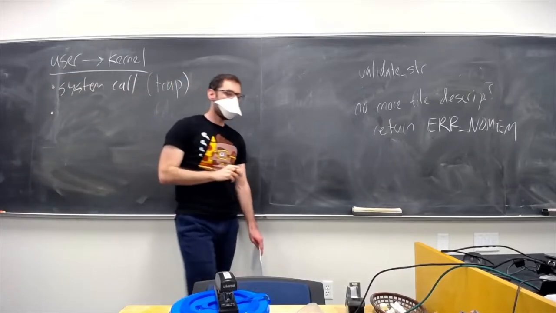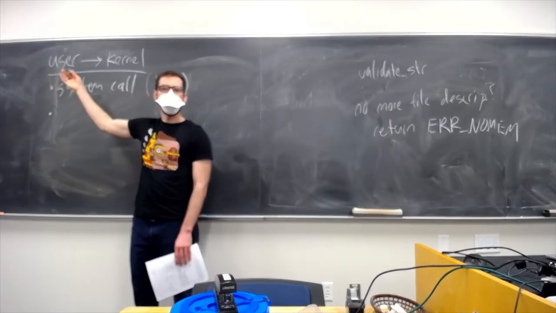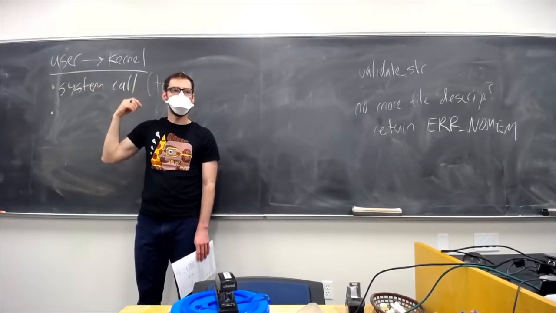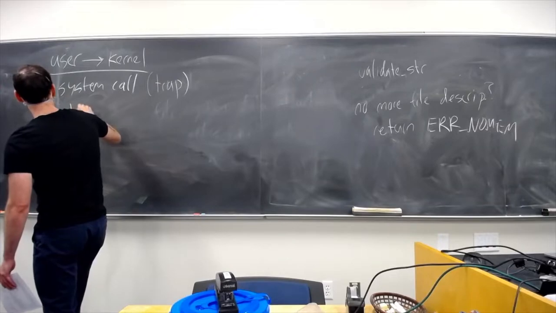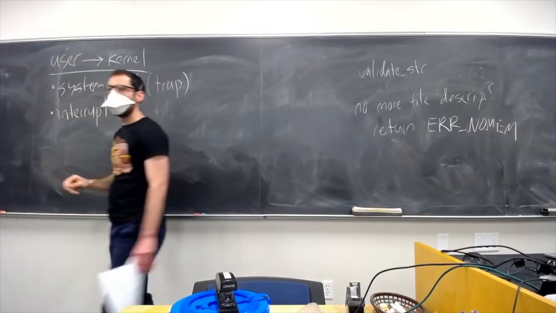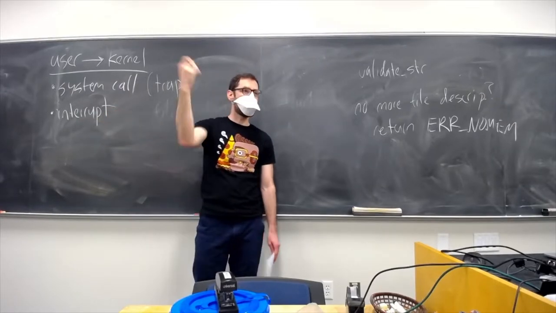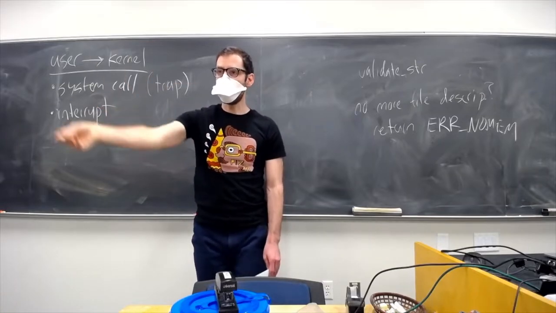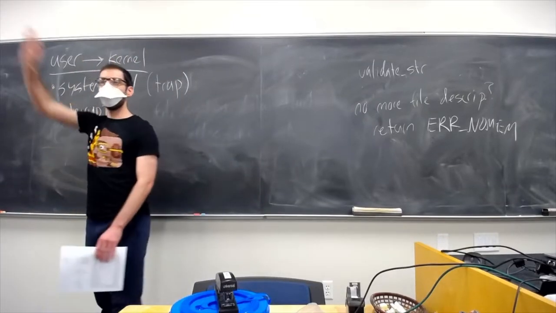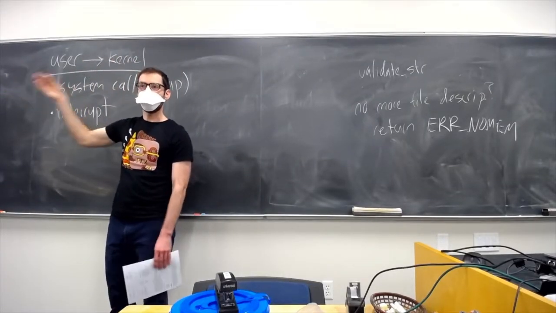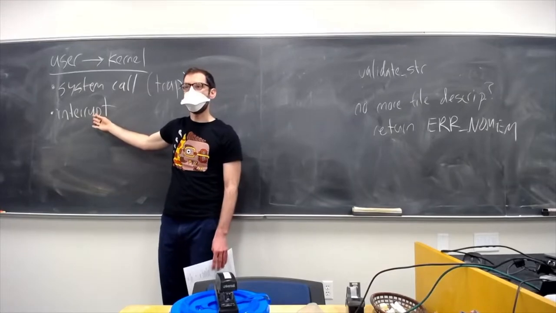Is there another type of thing we talked about last time where control would switch from user to kernel? Aiden? An interrupt. So this is asynchronous. The user process didn't execute some instruction that caused an interrupt to occur as a direct consequence, but some outside event is interrupting the user process and transferring control over to the kernel, timer interrupts being an important example.